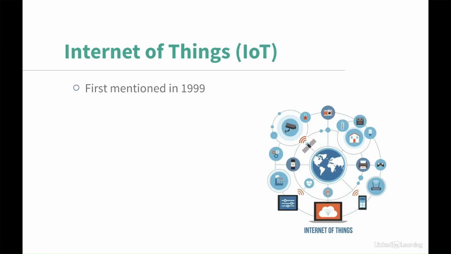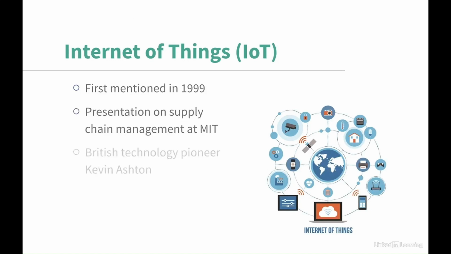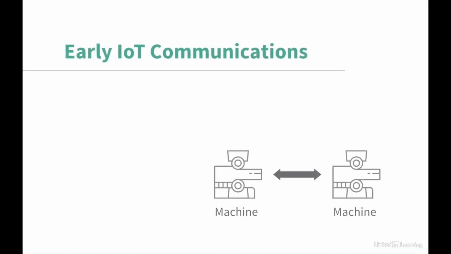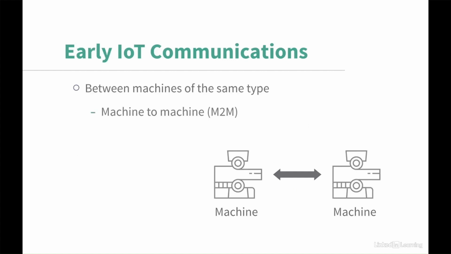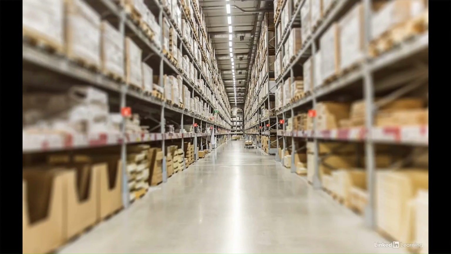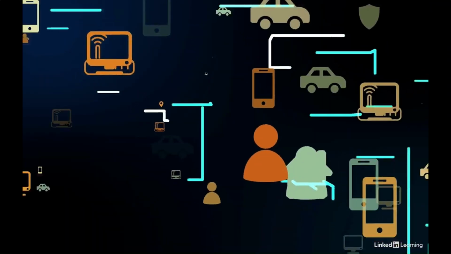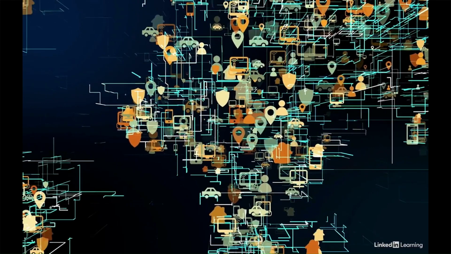The term was mentioned in 1999 during a presentation on supply chain management at MIT by British technology pioneer Kevin Ashton. Earlier forms of communication within IoT often involved machines of the same type, called machine-to-machine or M2M communication. For example, the devices used in supply chain management systems to track inventory, where all communication is done locally. Today, the Internet of Things has expanded beyond machine-to-machine communication. Devices of all types can communicate with each other from anywhere in the world.